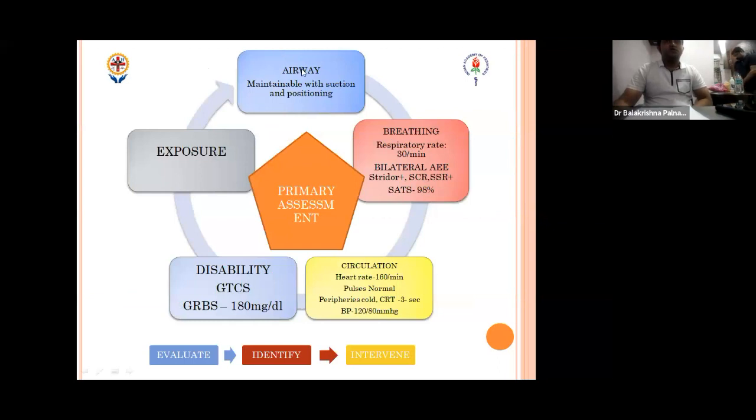So the next step is primary assessment, A, B, C, D, E. Airway-wise, the child was maintaining with suctioning and positioning. Respiratory-wise, definitely the child is tachypneic. With O2, the child was saturating 98% with 5 liters of O2. Circulation-wise, because of the seizing, the child was tachycardic, pulses are normal, but peripheries are cold, CRT 3 seconds, blood pressure is on the slightly higher side. Disability, GTCS, the child is actively convulsing, and the GRBS we checked is 180.